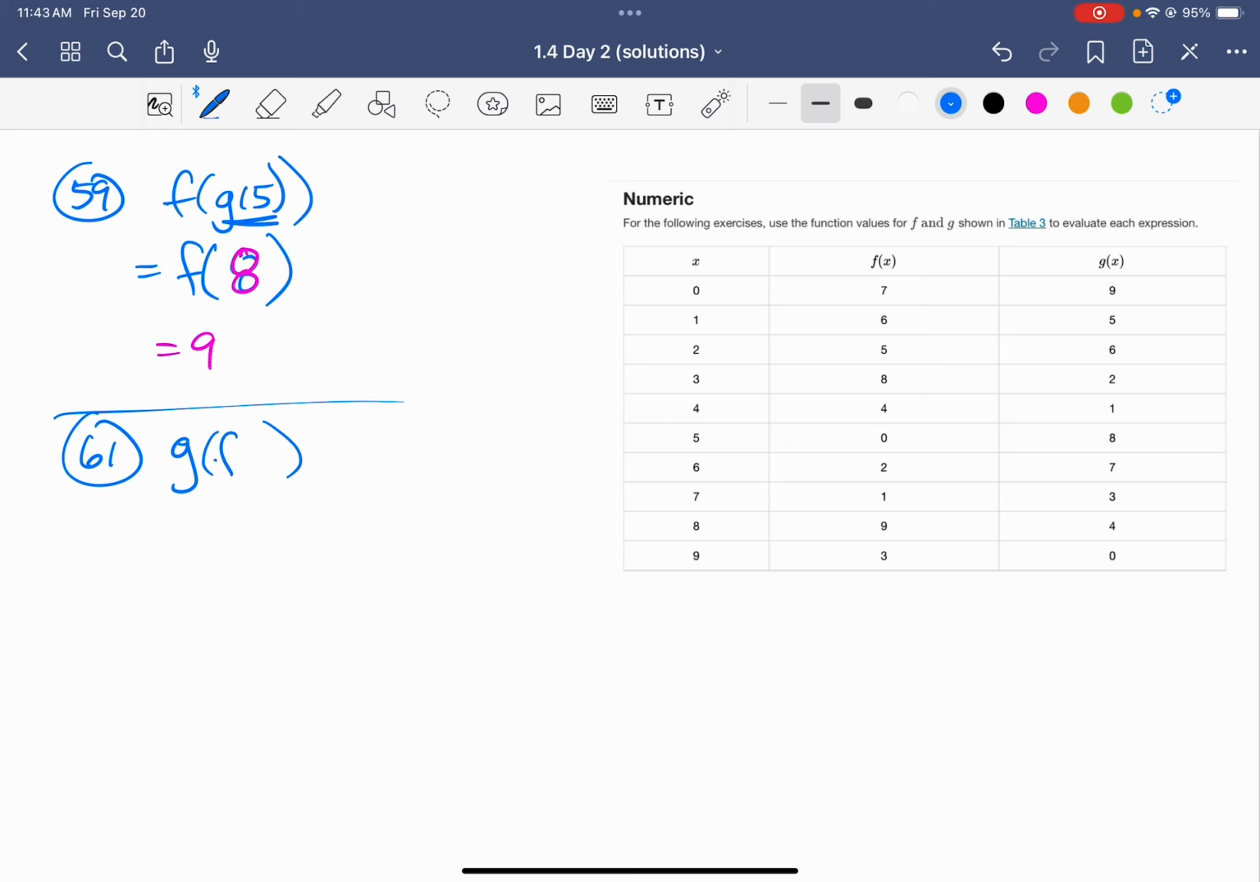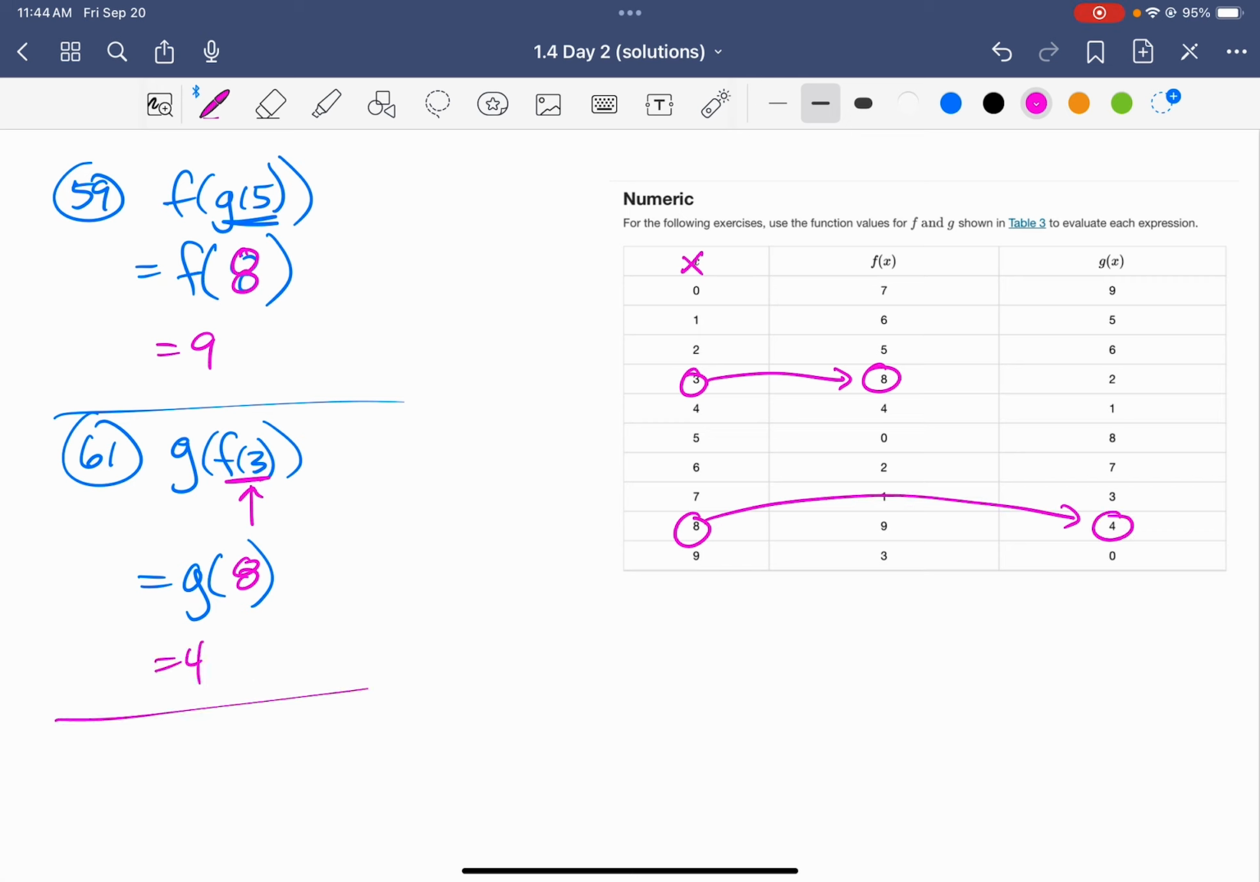When I go to 61, it wants me to find g of f of 3. So first place I go to is an input of 3. So an input of 3 into f gives me out 8. So I'm really taking g of 8. If 8 is now my new input, plugging that into g, I get out, yes, you guessed it, 4. So that's 61. Now I need 67.